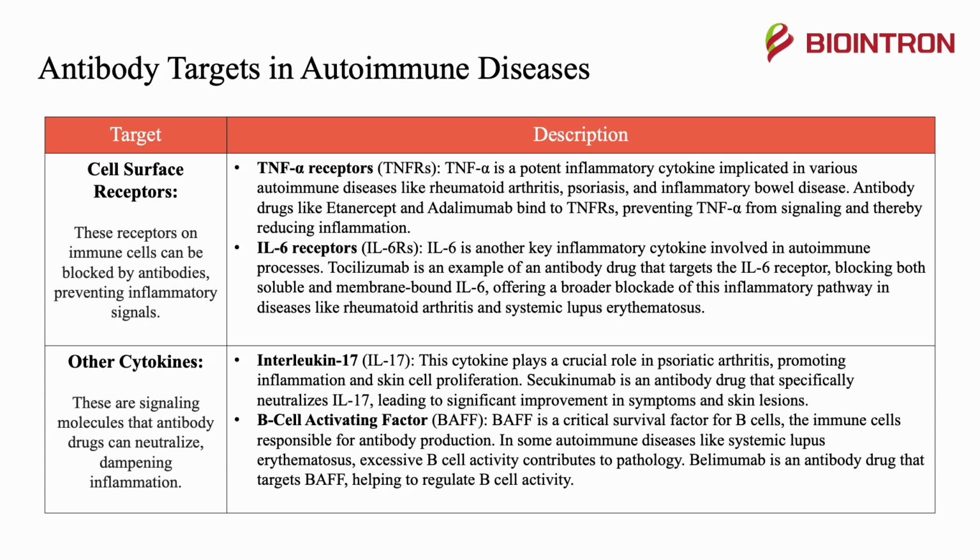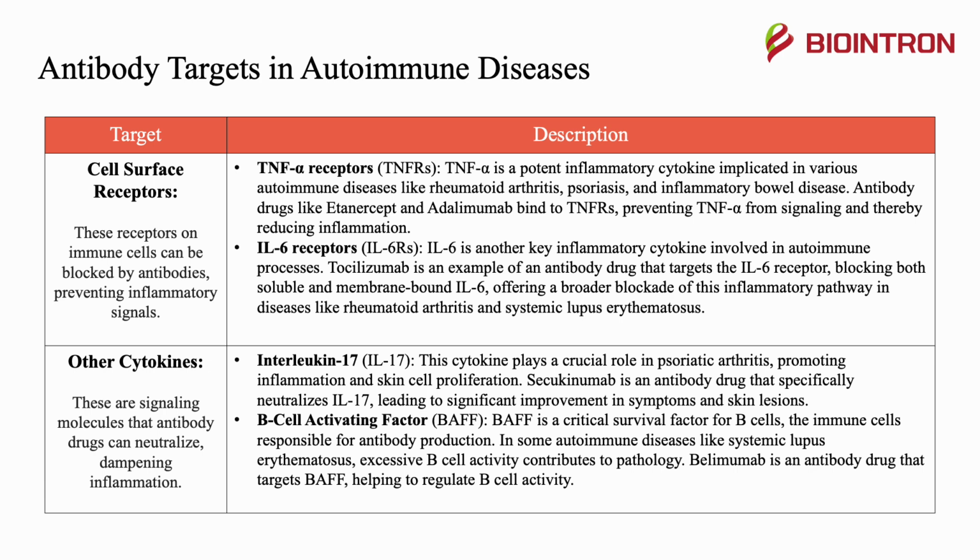IL-6 receptors are another key inflammatory cytokine involved in autoimmune processes. Tocilizumab is an example of an antibody drug that targets the IL-6 receptor, blocking both the soluble and membrane-bound IL-6. Thus offering a broader blockade of this inflammatory pathway in diseases like rheumatoid arthritis and systemic lupus erythematosus.